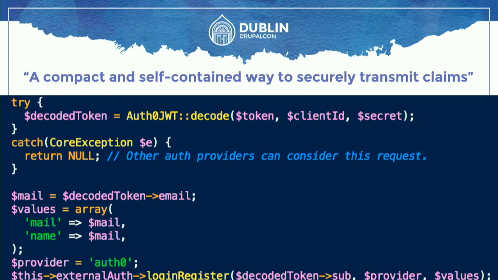So this is the code that we're using. Again, we're using the Auth0 SDK to decode the token. It's pretty simple, but they have the convenience function, so we might as well use it. All we're grabbing out of it is mail, and we use that to set mail and name. And then you can see right at the very bottom, external auth service, we're using login register. And that actually also runs login finalize, which sets the session, just like normal.